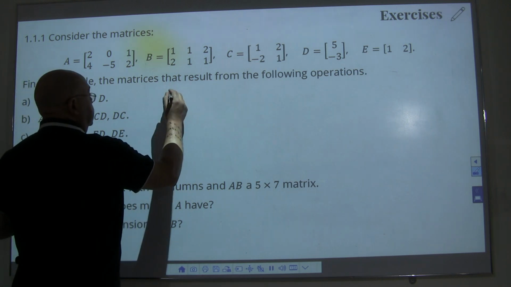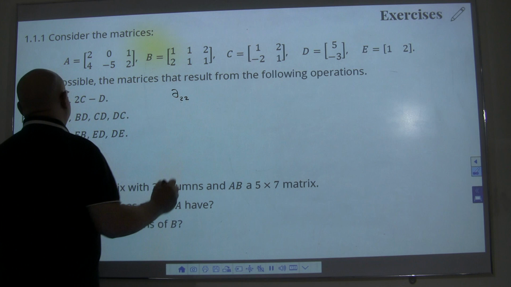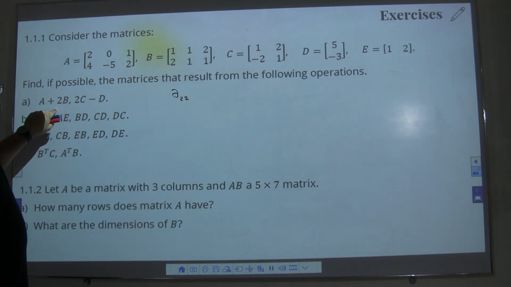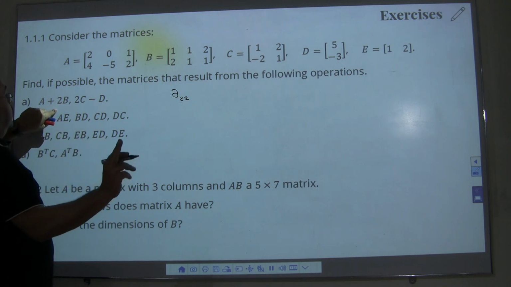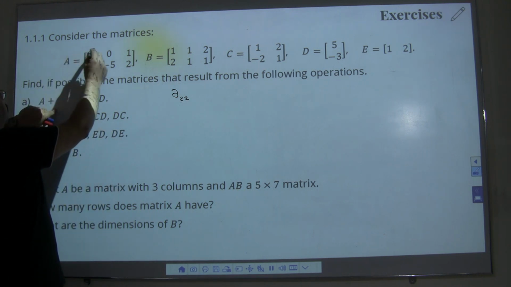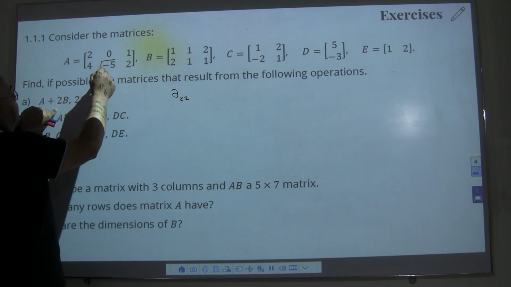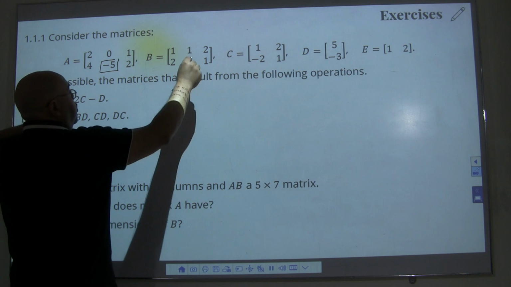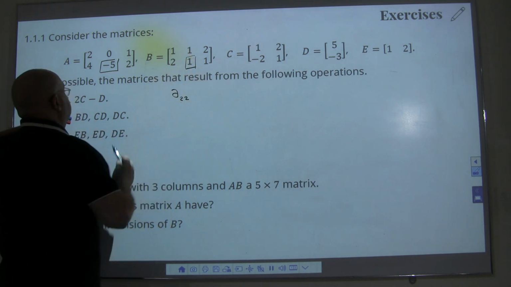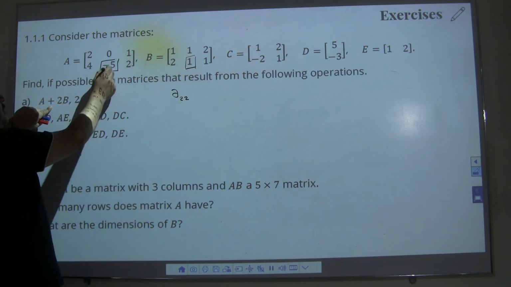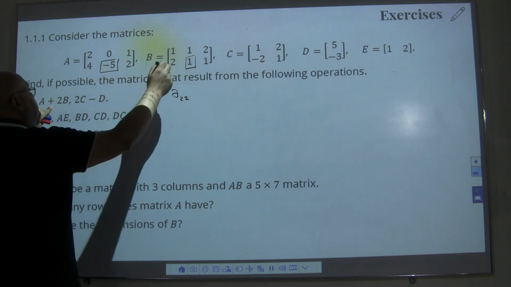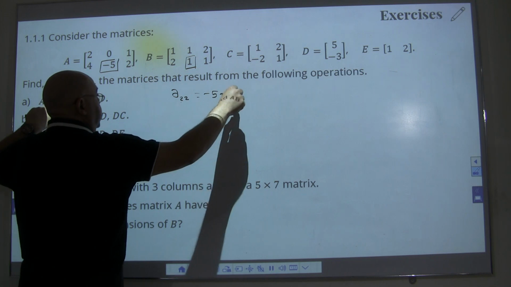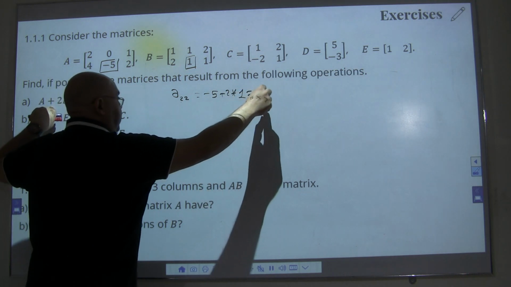Yes. So it's going to be the entry 2, 2 for the sum of these two matrices. So A22 plus 2B22. First of all, go to A for the element 2, 2, which is -5. Then go to B for the element, which is 1. Then do -5 plus 2 times 1. So it's going to be -5 plus 2 times 1. The result will be -3.